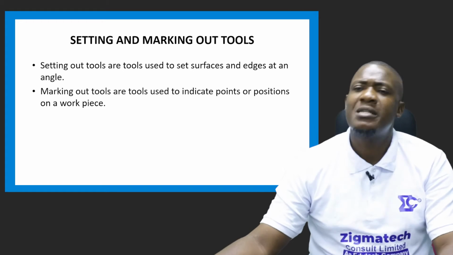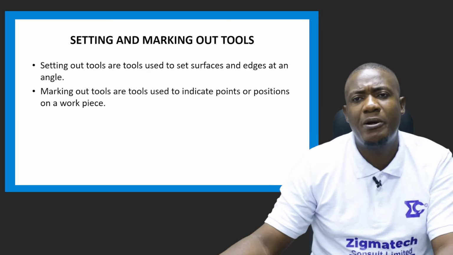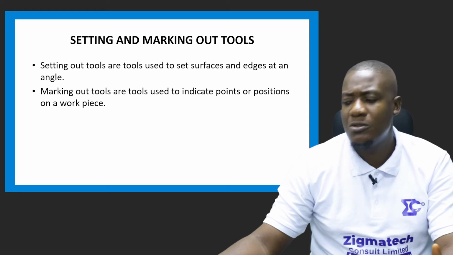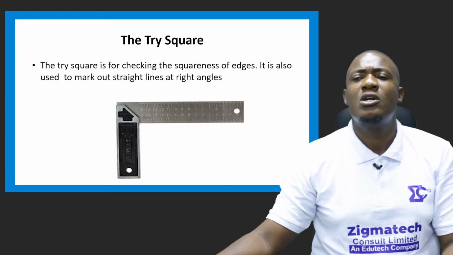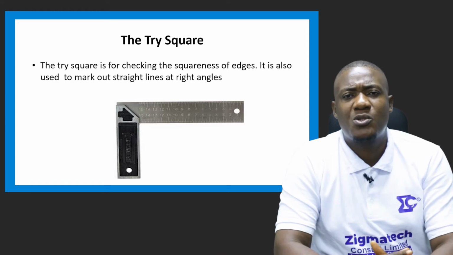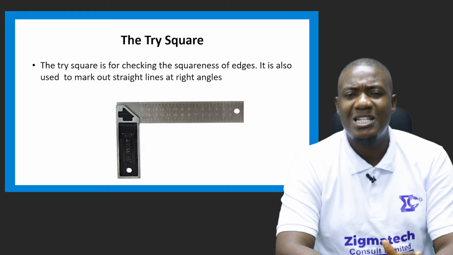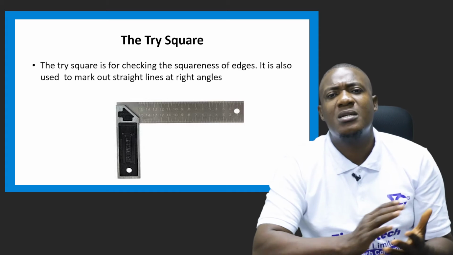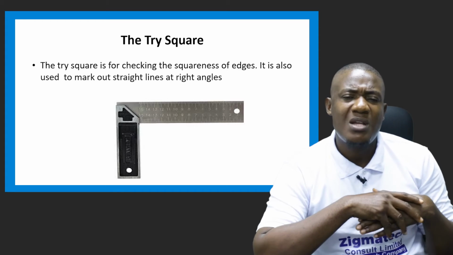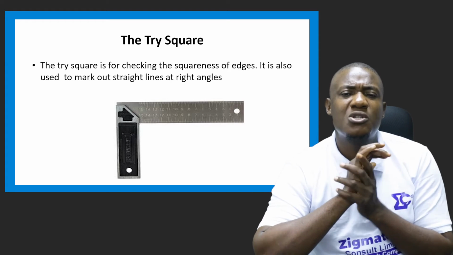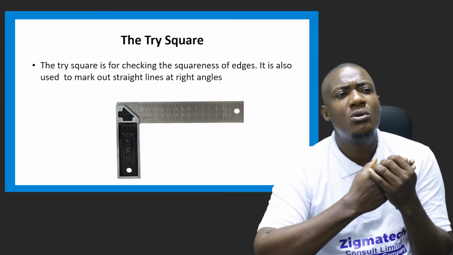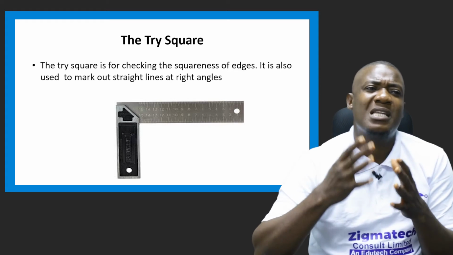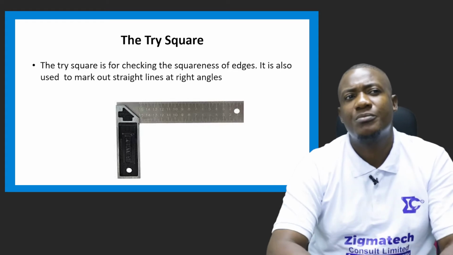All right, let's look at different examples of setting out tools and marking out tools. Let's look at them and see. Number one here is a try square. A try square is actually a tool that's used to, should I say, determine the squareness of an edge.